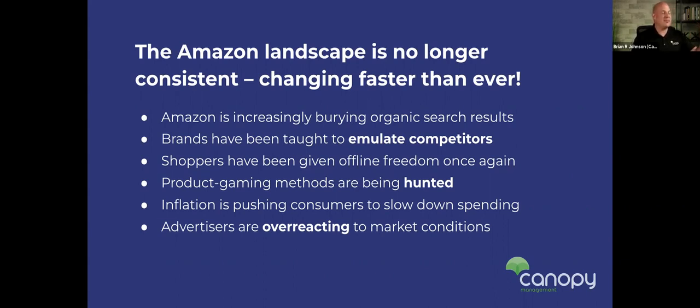Inflation. Oh, I was going to say product gaming methods. Yeah, product gaming methods are being hunted. So this is, of course, Amazon's legal department, again, going after big review groups and trying to shut those down. More importantly, they are not just shutting down the groups and their owners, they're also suing them in order to get the membership information of those who are in the groups.